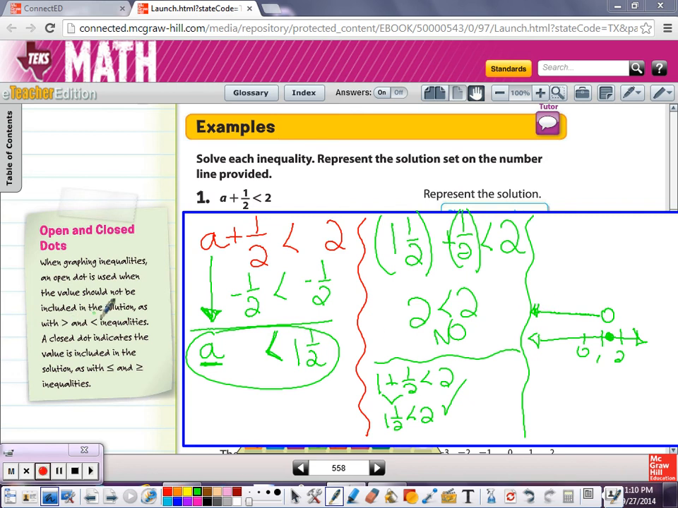And to continue our notes over here, we also use the closed dot to indicate the value is included in the solution. So whenever we have that less than or equal to or greater than or equal to, then you're going to have a solid dot. And believe me, there are some examples coming up that use that. So let's go ahead and continue with our next part.